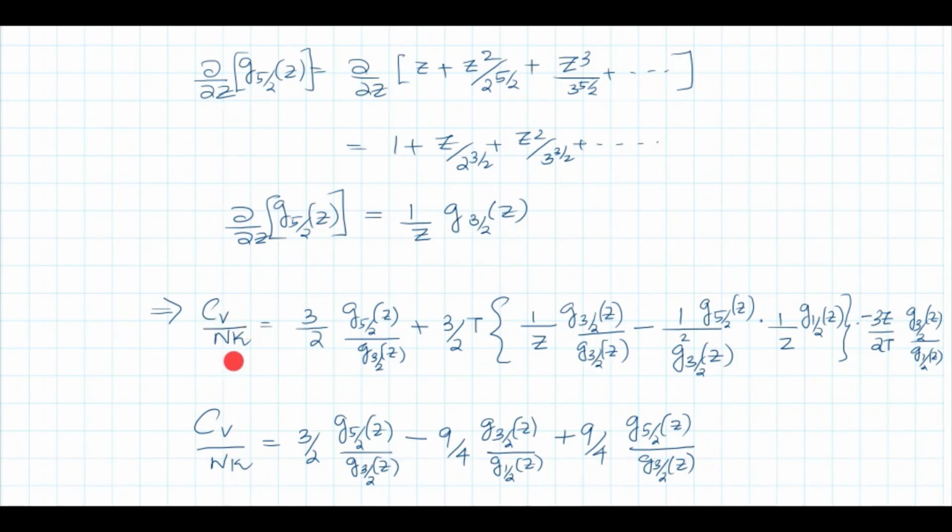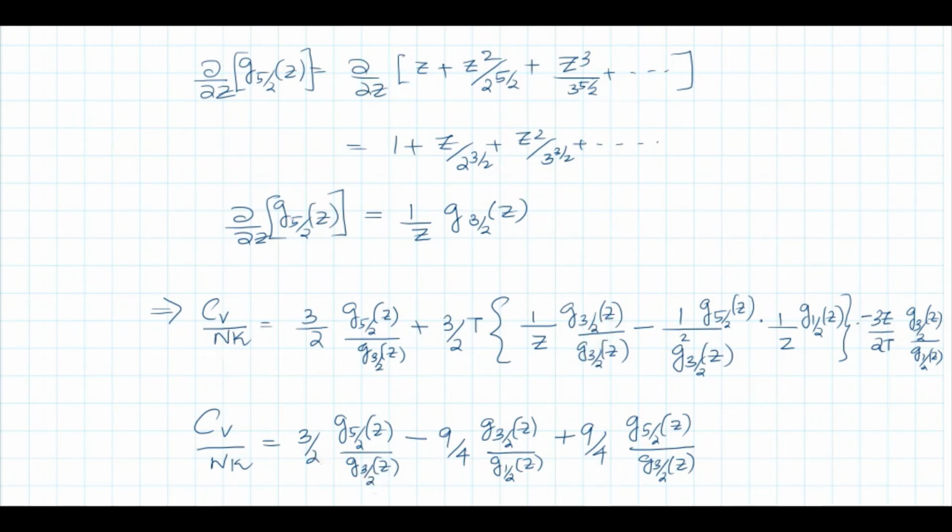Cv/Nk equals 3/2 into g_{5/2}(z)/g_{3/2}(z) plus 3/2 T into (1/z) g_{3/2}(z)/g_{3/2}(z). That will be the first step. Minus 1/g²_{3/2}(z) into g_{5/2}(z) into (1/z) g_{1/2}(z), and outside you will have minus 3z/2T g_{3/2}(z)/g_{1/2}(z). Okay. So Cv/Nk becomes 3/2 into g_{5/2}(z)/g_{3/2}(z).